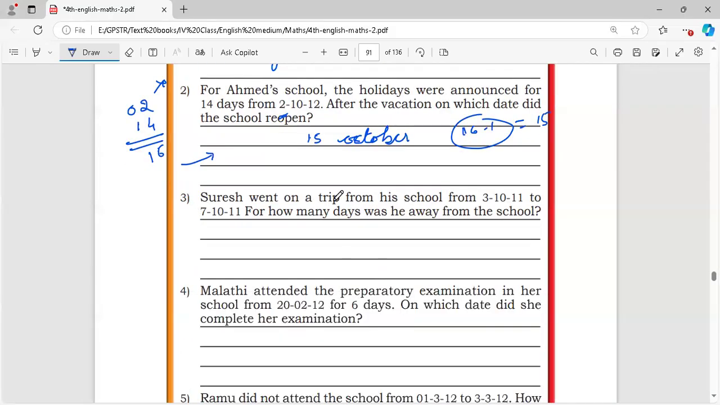Third one. Suresh went on a trip from his school from 3rd October 2011 to 7th October 2011. For how many days was he away from the school? That means 3, 4, 5, 6, 7. He went on a trip. Here, 1, 2, 3, 4, 5 days. He was away from school for 5 days.